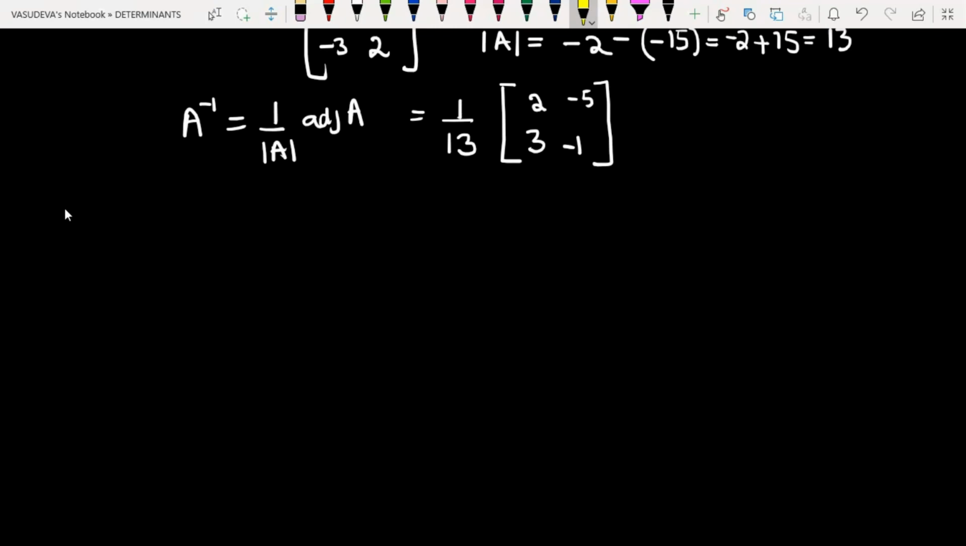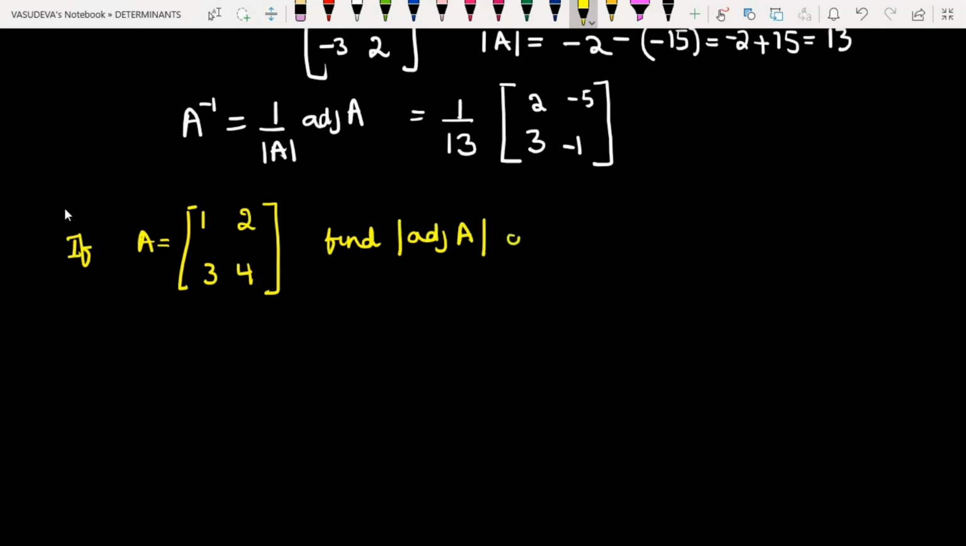So here, if A is the matrix [1 2; 3 4], which is a 2 by 2 matrix, find the determinant of adjoint of A and the determinant of A inverse. These are 2 questions each carrying 1 mark.